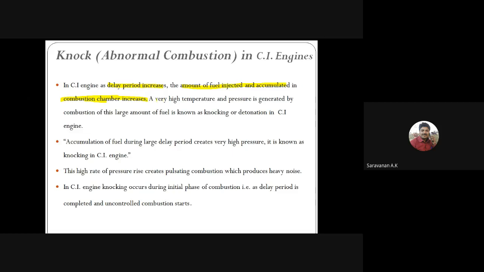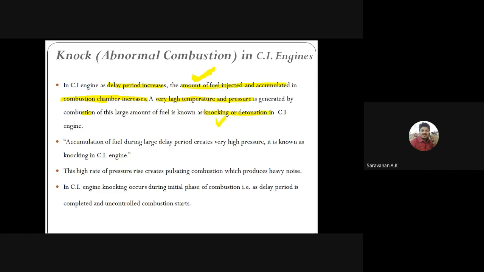burn, it will burn means what will happen, the high pressure and the high temperature will be generated in the combustion chamber due to the large amount of the fuel, right? So அந்த மாதிரியான fuel burning is called the knocking or the detonation of the fuel in the CI engines, right? So that you have to remember, right?